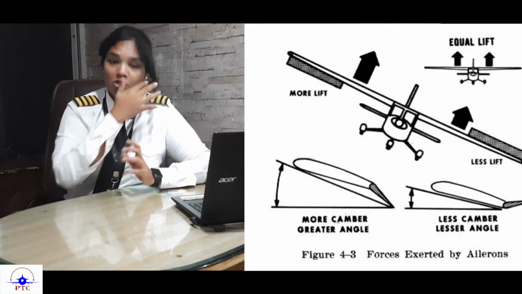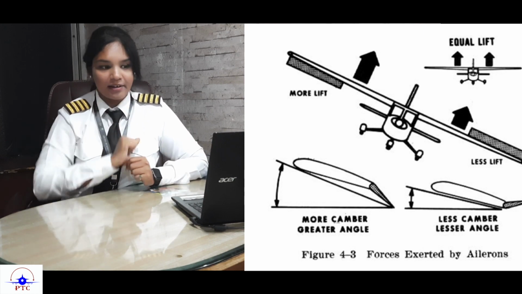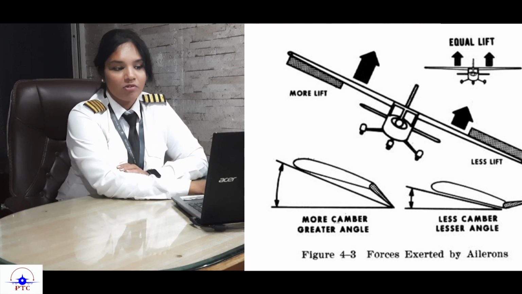Okay, now let's talk about your ailerons, which control the rolling motion of the aircraft. In this diagram, you see that in the wings you have two different ailerons, right? One aileron will go down and one aileron will go up. Let's say you're making a turn to the right side. When you're making a turn to the right side, the left aileron will come down and the right aileron will go up.